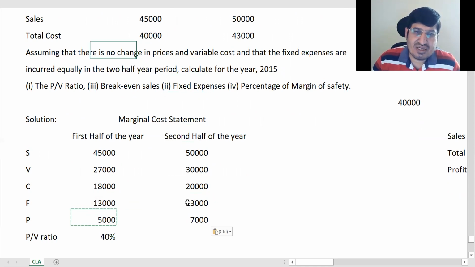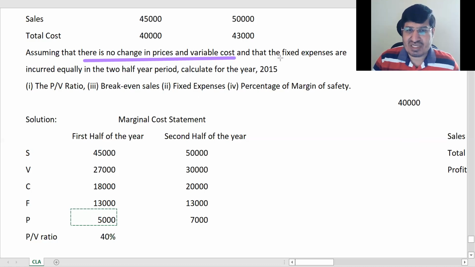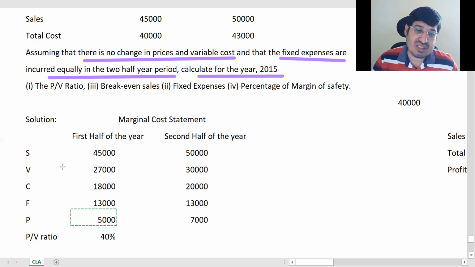Now, let us see what he is asking. No change in prices and variable cost, and fixed expenses are incurred equally in the 2-year period. Calculate for the year 2015. We have to calculate the whole year, not the 6 months. So PV ratio will be the same for first half, second half, same for the whole year. Okay, so that is fine.